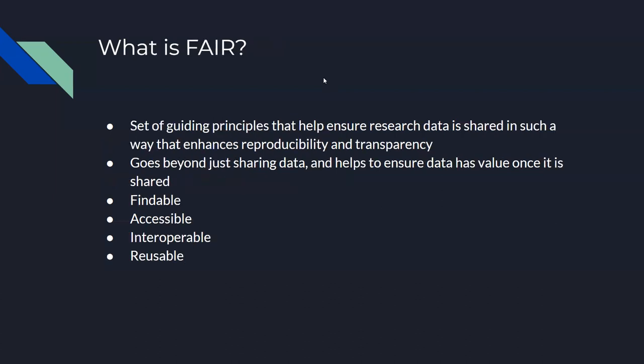Let's talk about what exactly the FAIR principles are. They're a set of guiding principles to help ensure your research data is shared in such a way that enhances its reproducibility and transparency. In essence, the FAIR principles are about going beyond just sharing your data and making sure your data actually has value once it is shared. You can post a public data set, and that's always good, but if it isn't described well and people can't find that it's out there, its value and use in future research is of course limited.